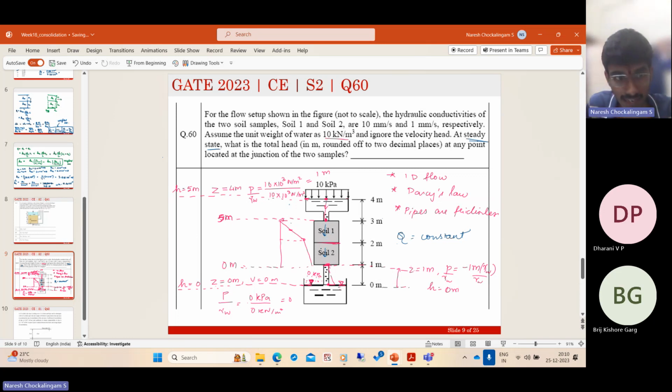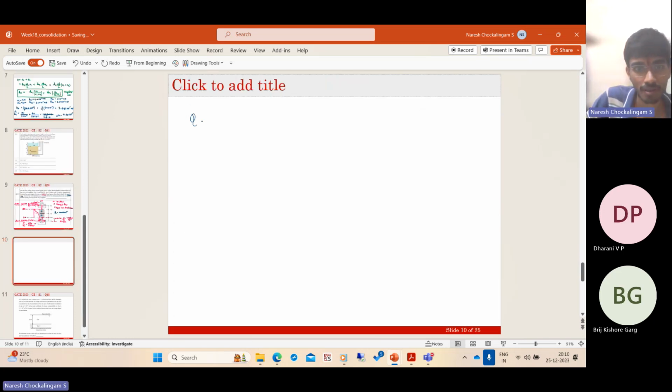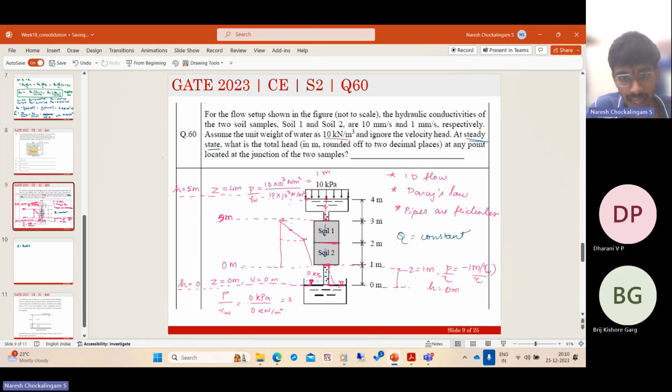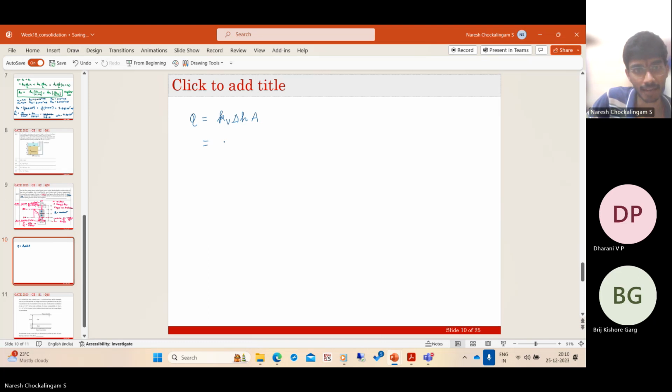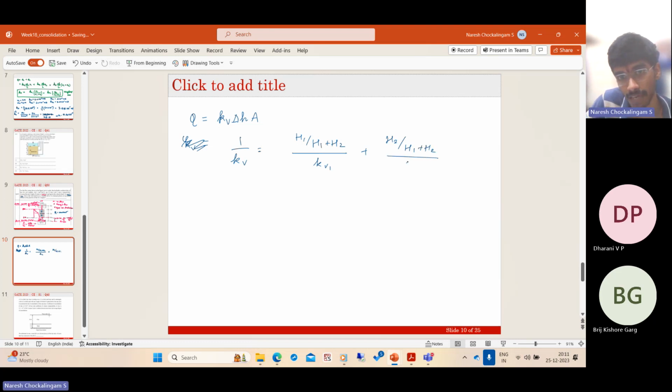Now just apply. They are connected in series, so we can find the equivalent. How do we find Q? Q is nothing but the equivalent vertical permeability into the total head loss into the area of cross section, capital A. The area is not actually required, because we'll see why. Let us assume it is capital A. What is kV? 1 by kV is, as we saw, H1 by H1 plus H2 by kV1 plus H2 by H1 plus H2 by kV2.